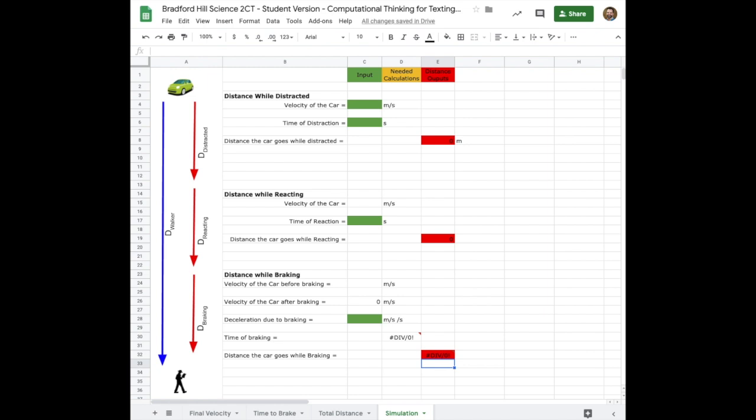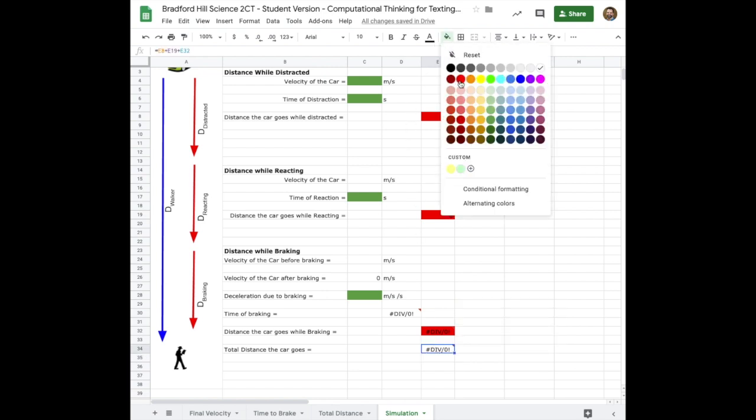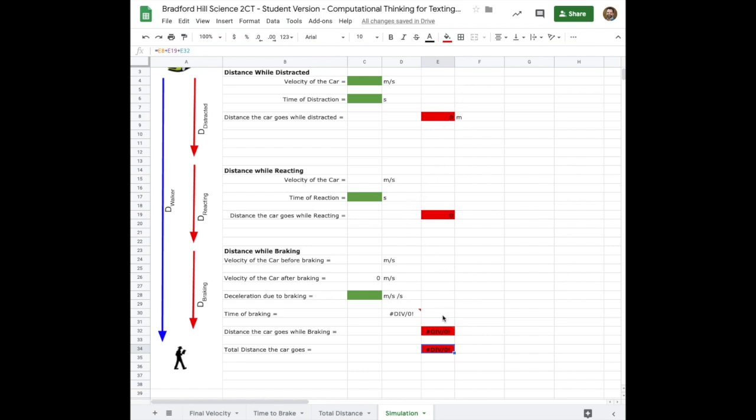That's nice. Okay, I'm going to go on to actually complete it. So at this point, we need the total distance the car goes. So I'm going to put that here. Just as we have on our system analysis, that is going to equal the distance while distracted plus the distance while reacting plus the distance while braking. And I need to color that red, and that's a really important one. So I'm actually going to even bold the answer. And I might even bold this one.